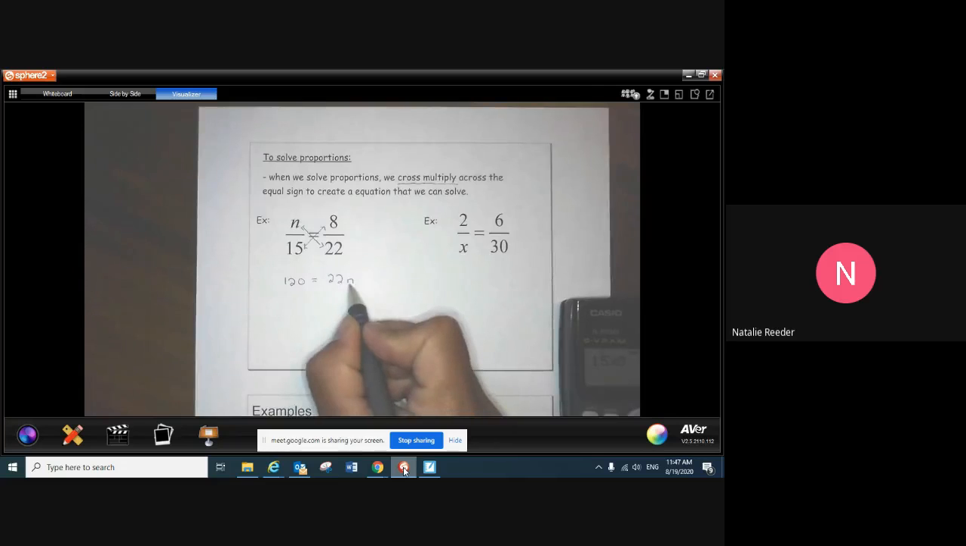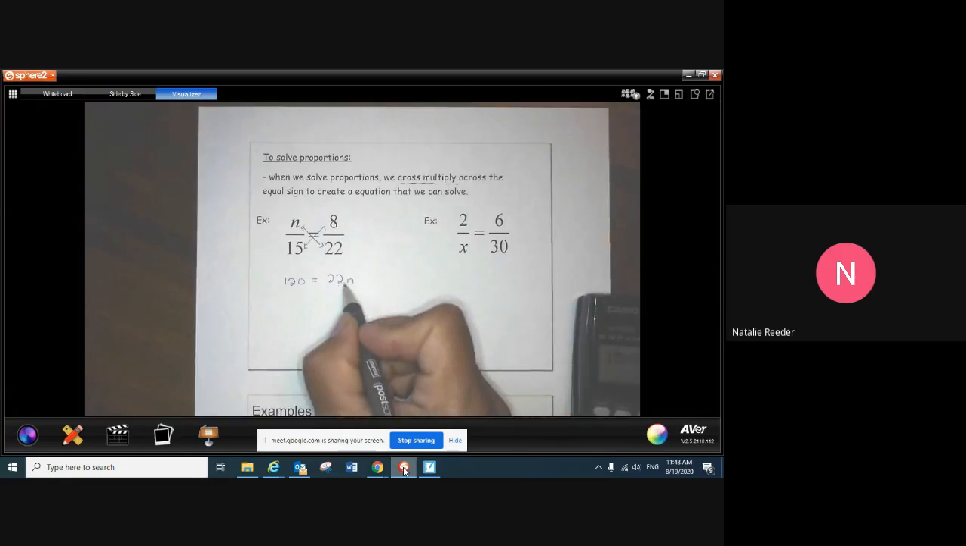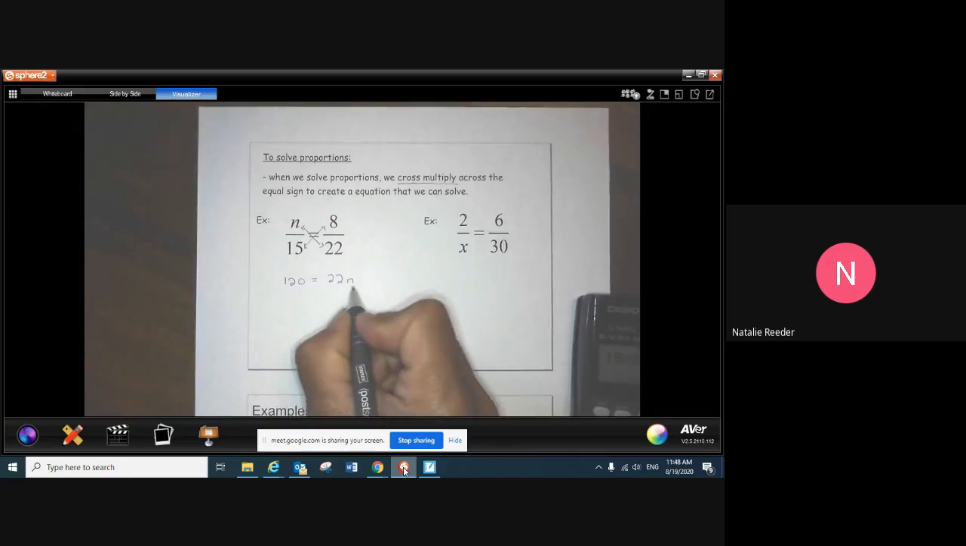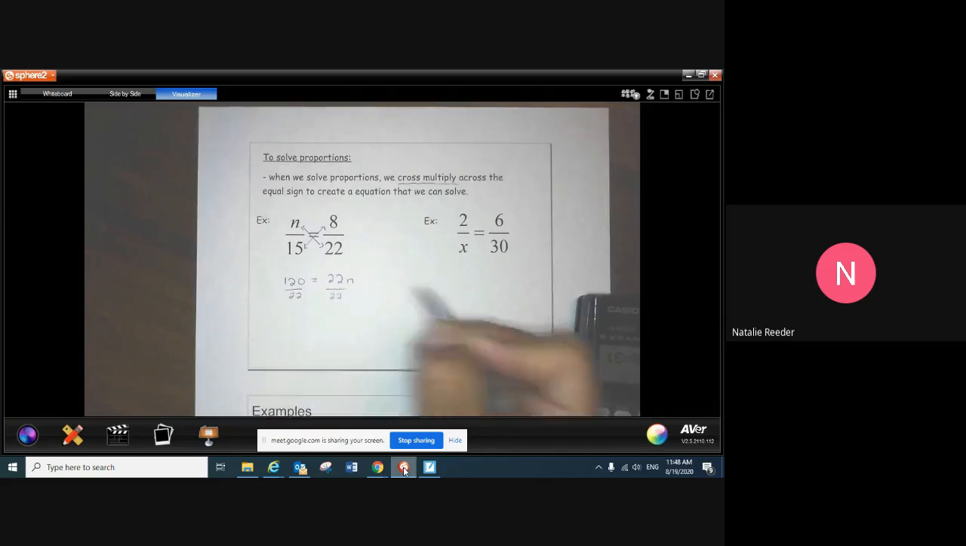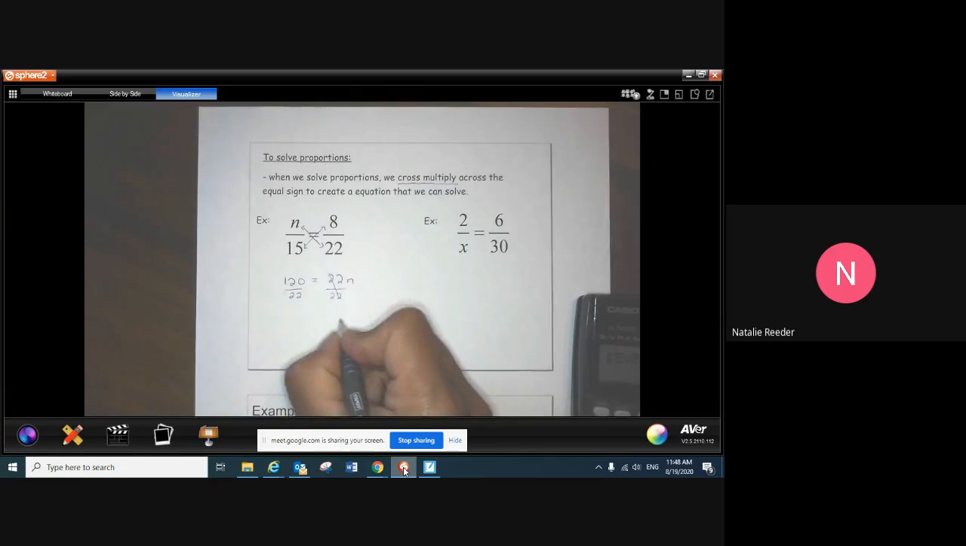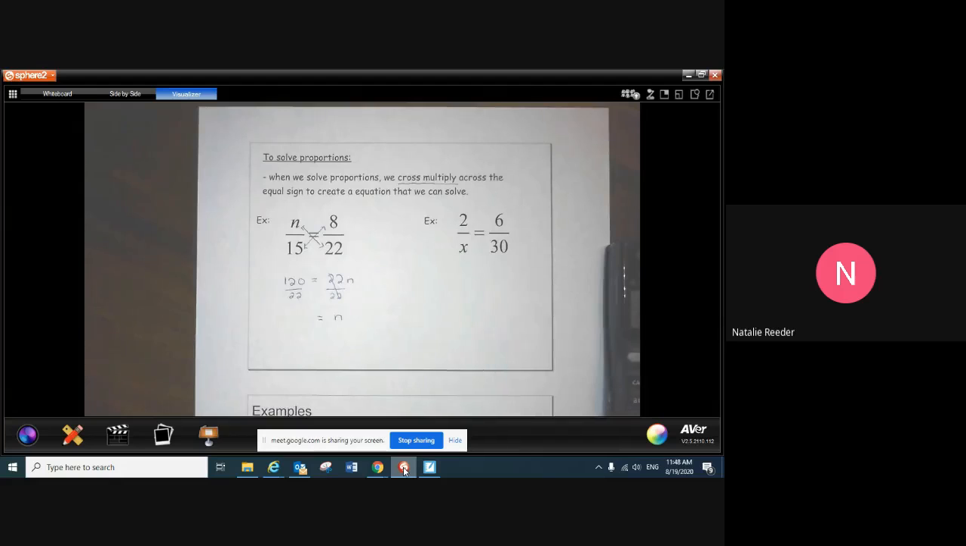Now, since 22 is multiplied by n here, the opposite of multiplication is division. So we always do the inverse operation in order to solve for our variable. Since we need to divide, we're going to divide both sides by 22. Now, 22 divided by 22 is going to give me just 1n, and 120 divided by 22 is equal to, well, we could round that to 5.5. So n is equal to 5.5.